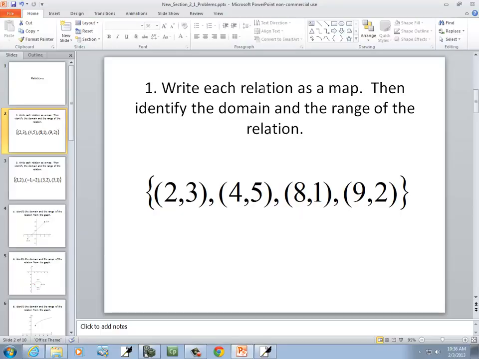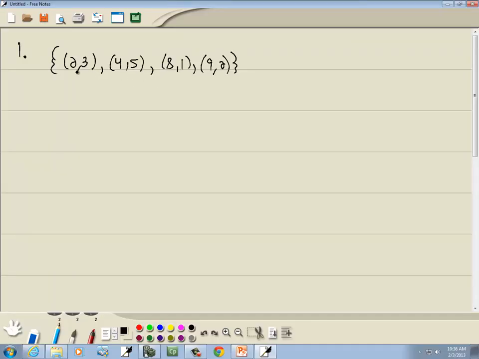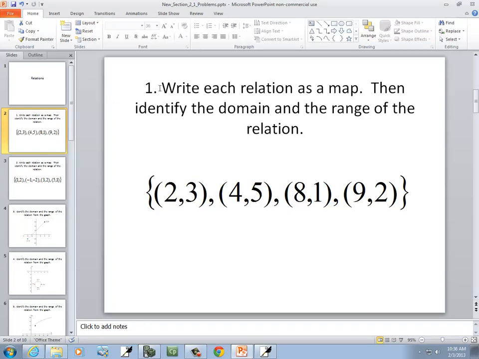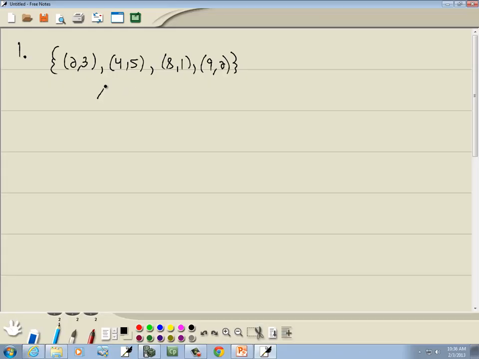Now it says write each relation as a map. This is a relation. It ties certain x values to certain y values. And we call them points. But again, you could have anything here besides the numbers. What a map is, let me show you by an example.